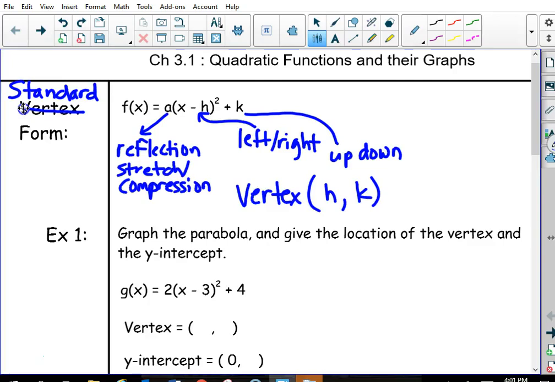So, a reminder, the number in front of our squaring is our reflection. It'll either flip it over the x-axis or not, so it'll either open up or open down. It's also our stretch and compression. H is left-right, K is up-down, which is nice because that's how we can see the vertex. Don't forget to change the sign when you're pulling the number out of the parentheses for H.